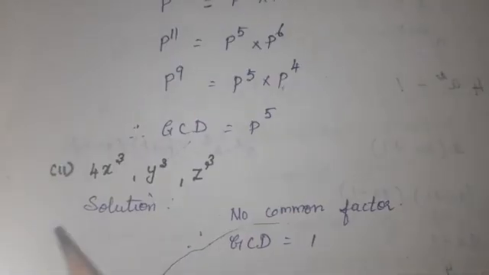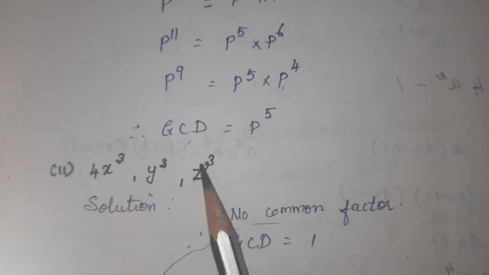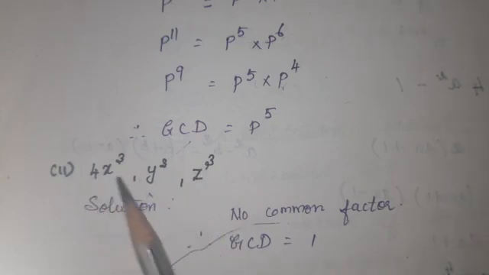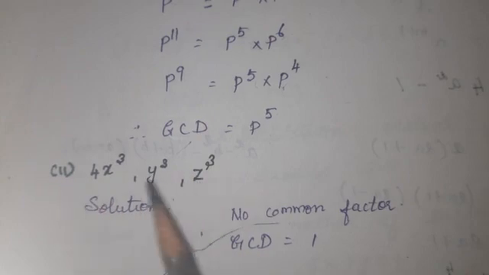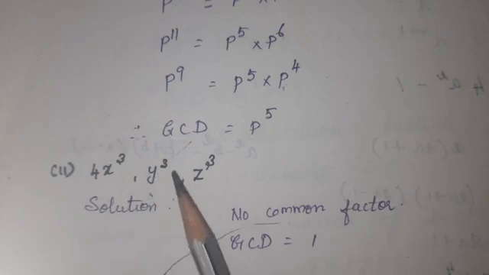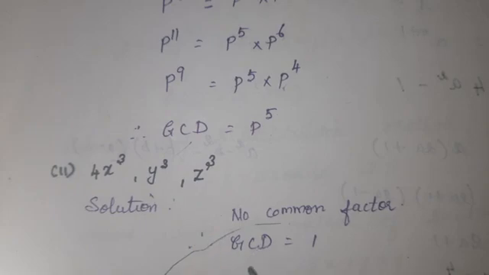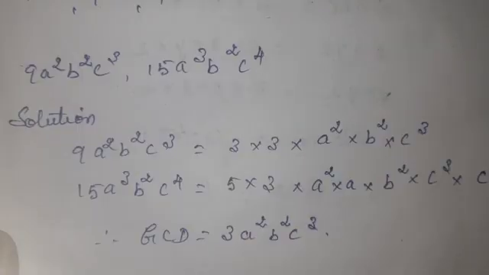Second question: 4x cube, comma, y cube, comma, z cube. When you see each term, there is no common. Here 4, here the coefficient is 1, here the coefficient is 1. So no common. When you see the variables also, this is x cube, this one is y cube, this one is z cube. So there is no common. So how should we write that? As no common factor. Therefore GCD is 1. If there is no common, the GCD value is 1.